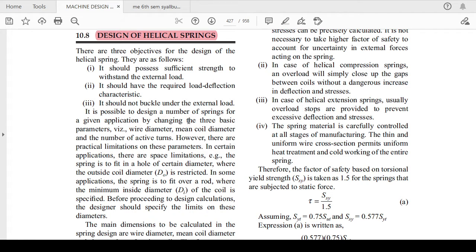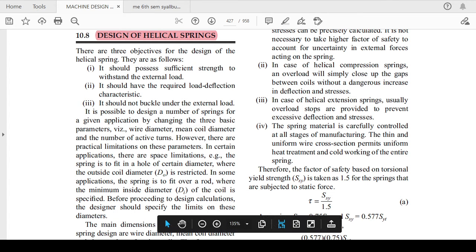Most of the cases they won't ask any kind of theory; either they may ask the procedure of designing a helical spring under simple load or maybe variable load. So these are the two topics we are going to cover in upcoming sessions.